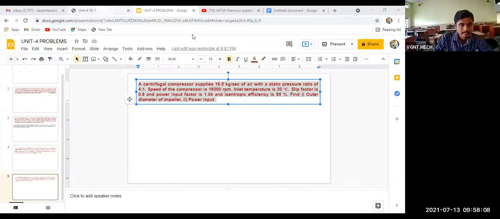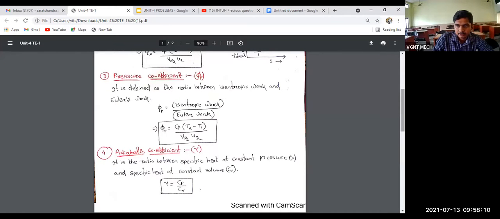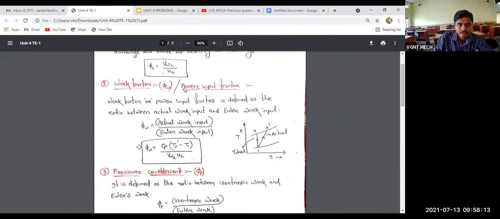Power input factor is also called as work factor or phi W. The formula is actual work by Euler's work. Actual work is this 1 to 2 dash. So Cp into T2 dash minus T1 divided by Euler's work, which is VW2 into U2. So this formula we have written over here.